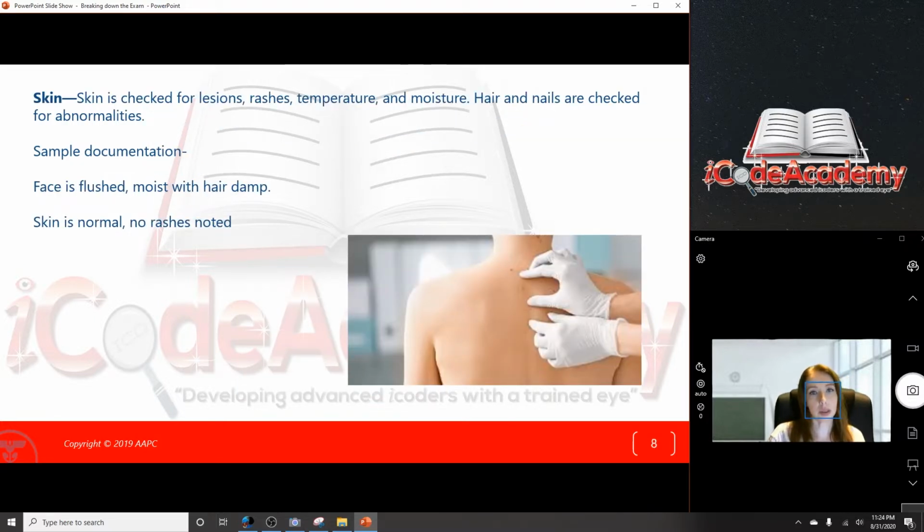Next, let's talk about the skin. Some of the elements that could be coming up in a skin exam are any rashes or lesions. Also, checking the patient's hair and nails, seeing if there's any discoloration or breaking or any other abnormalities. Here we can see some documentation that I've seen where the provider is saying that the patient's face is flushed, the skin is normal, and there are no rashes noted.